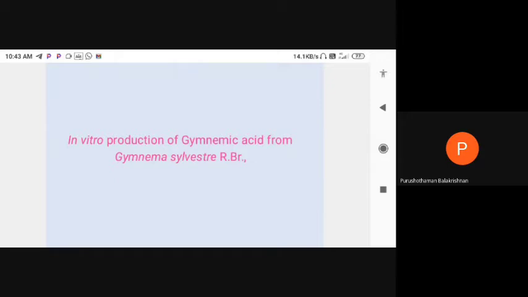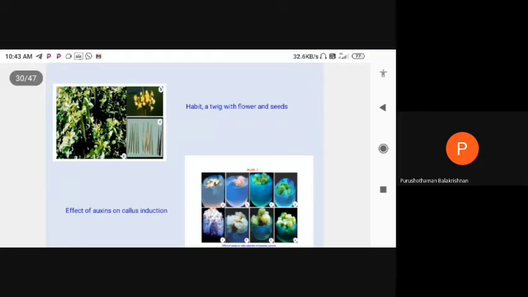For the gymnemic acid from Gymnema sylvestre, we selected leaf material, though root material is also available. But compared to the root material, leaf material has more secondary metabolites, so we took a large quantity of leaf material. We harvest the plant and collect the plant material. Using fresh material, we start the in vitro culture.